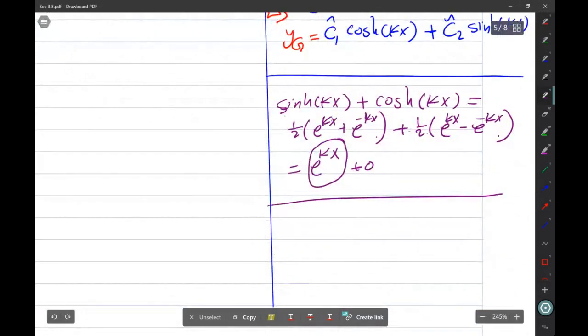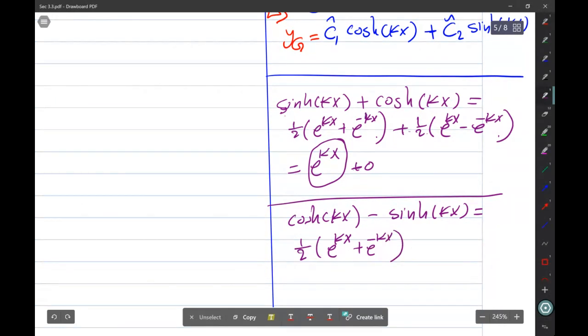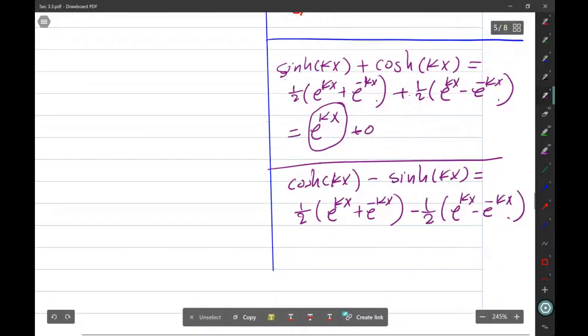Now listen to me. Now cosh kx minus sinh kx, what does it equal? Half e^(kx) plus e^(-kx) minus half e^(kx) minus e^(-kx), which is exactly half e^(kx) minus half e^(kx) goes away, and here what we get is e^(-kx).